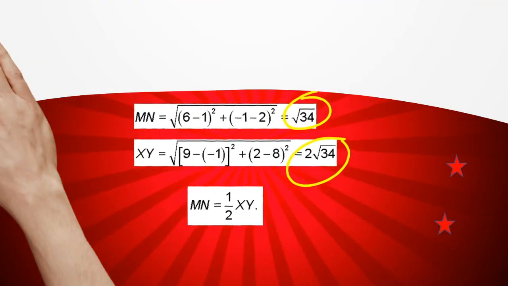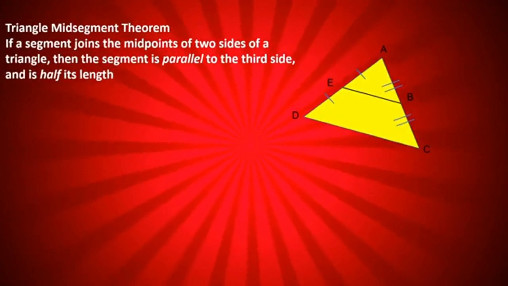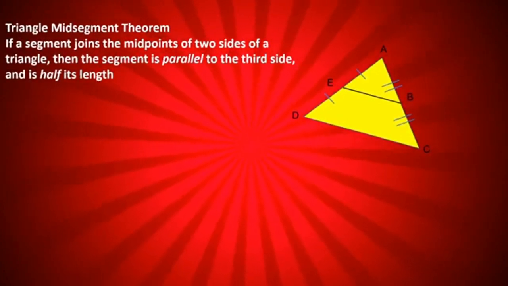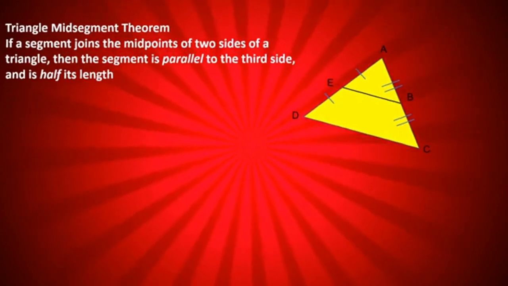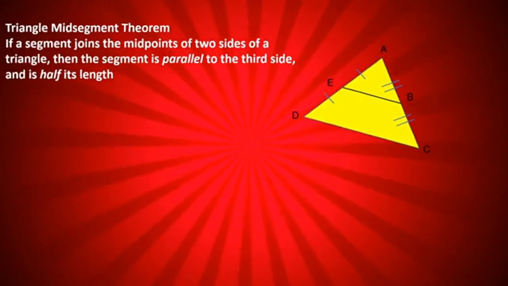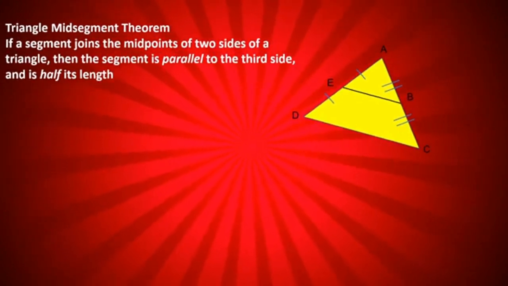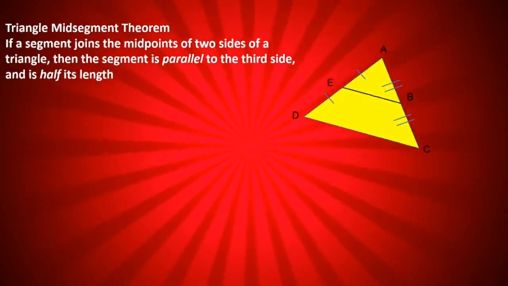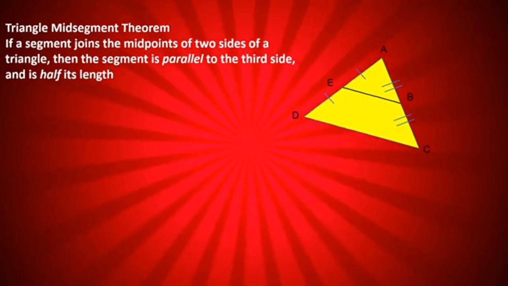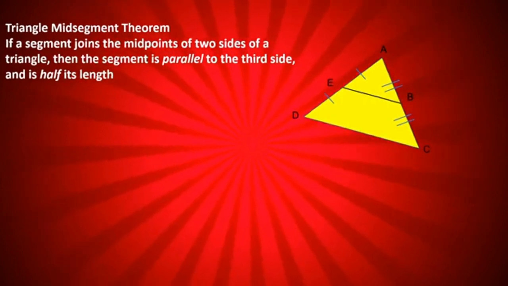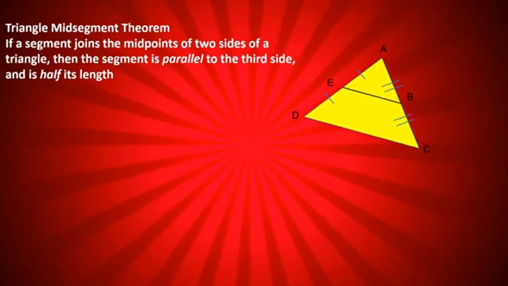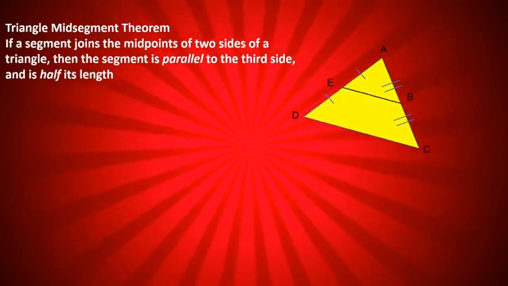It's very clear. Now let's talk about the relation between the midsegment and the sides of the triangle. In triangle ADC, we can see that E is the midpoint of AD, B is the midpoint of AC, so EB is a midsegment of the triangle. Triangle midsegment theorem: if a segment joins the midpoints of two sides of a triangle, then the segment is parallel to the third side and is half the length.